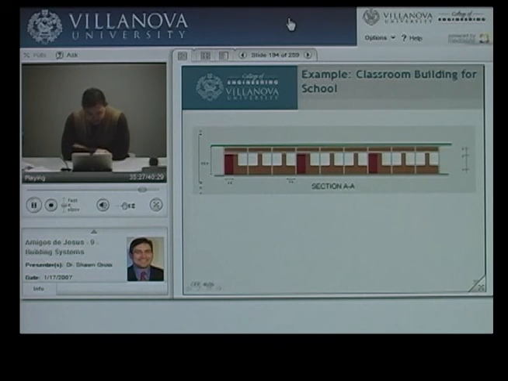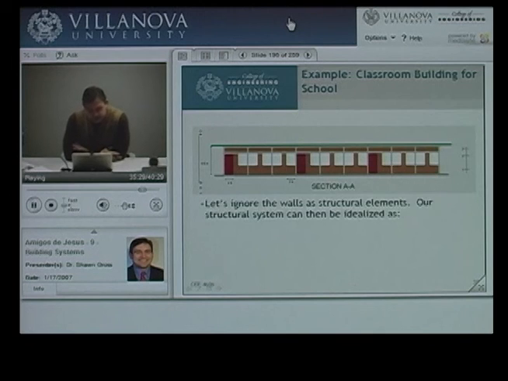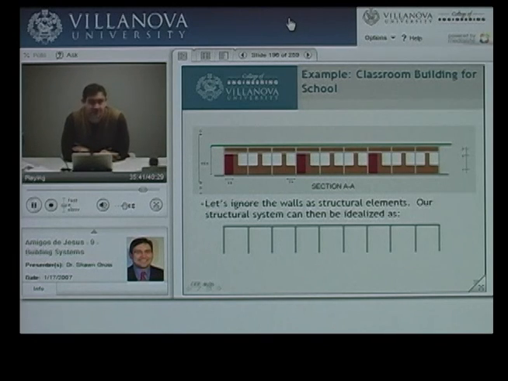In this case, it was decided, let's go ahead and ignore the walls as structural elements. There are masonry walls there. They have brick facing, but there's a lot of windows, and so let's just idealize that system for gravity loads as that type of frame.